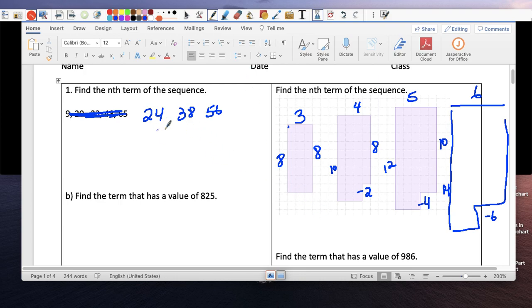Let's just use this one. I think that would be easier. 24 to 38 takes me to 14. So the first difference here is 14. 56 minus 38 takes me to 18. And then if you do plus 4 over here, that would be 22, which makes the next term 78, right?